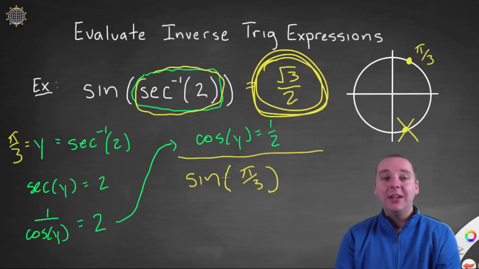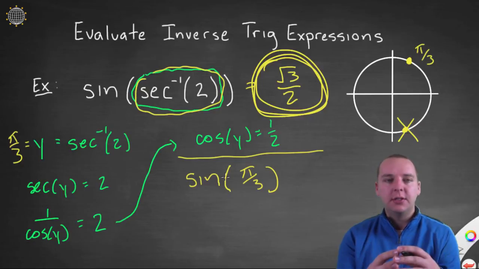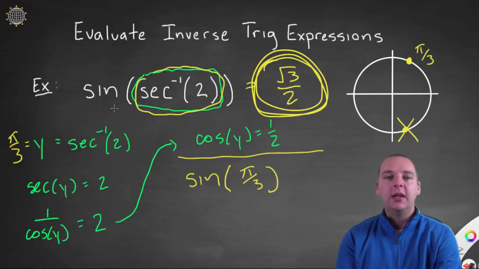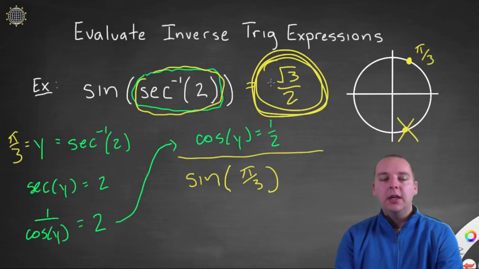So these are done in layers. You do the inside layer first with the inverse trig expression. Find out what angle that represents, in our case pi over 3, and then you apply the regular trig function on the outside to that angle, whatever that angle may be. In this case it was root 3 over 2. Okay. We also threw in a little twist that we haven't seen before with this example with the secant as well. Mostly in the last video we dealt with just inverse sine and cosine.